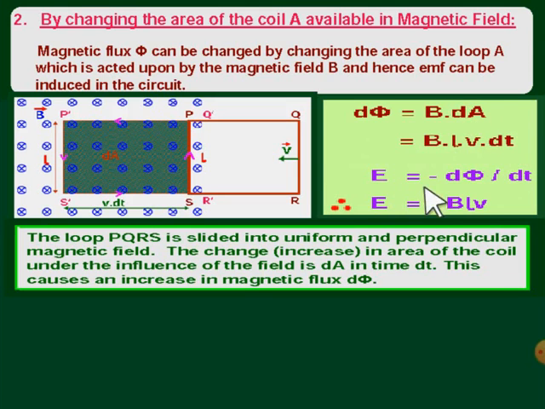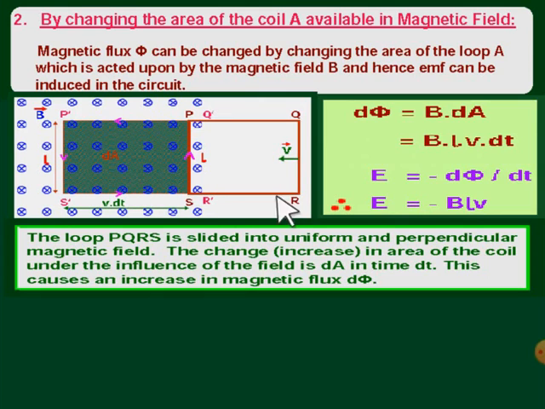So E will be equal to minus dΦ by dt, which is given by Faraday's second law, and your induced EMF will be equal to minus BLv. So E is equal to minus BLv. Sometimes it is also known as motional induced EMF. Why? Because it is due to the motion of this conductor inside the magnetic field.